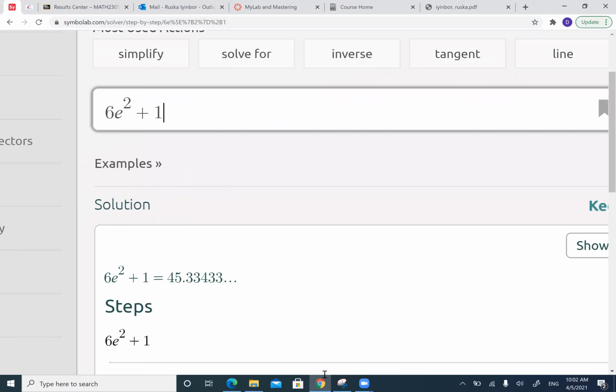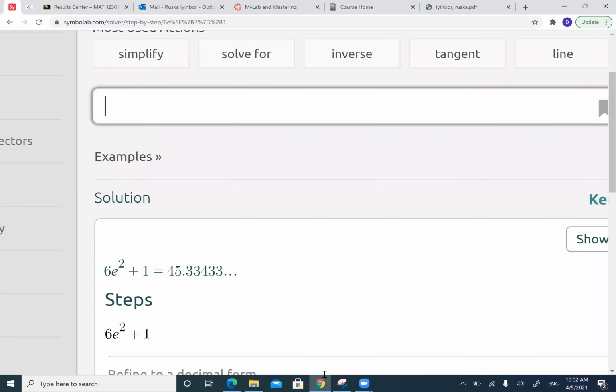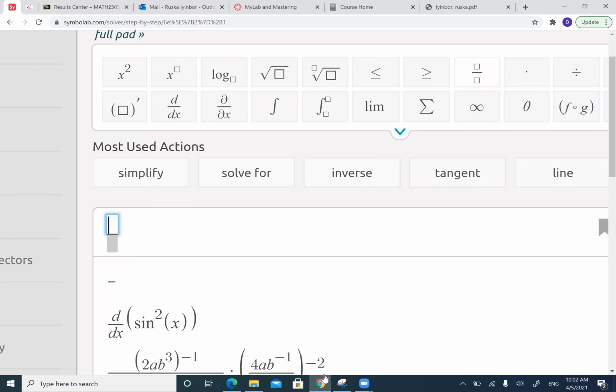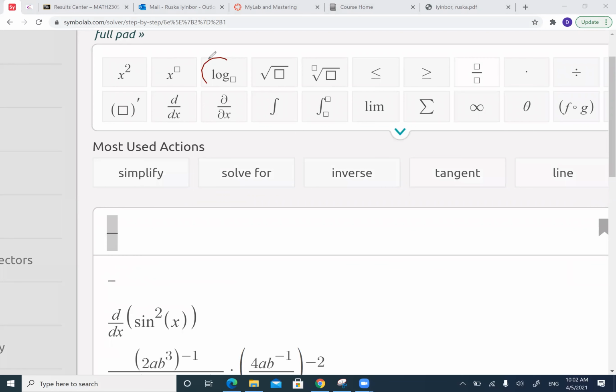So we're going to go to your symbol app. I'm going to start with fraction. In the top, I'm going to put this log. Everybody see that? Log with the base. So that's what you're going to press. So for fraction, this is what you press for fraction.